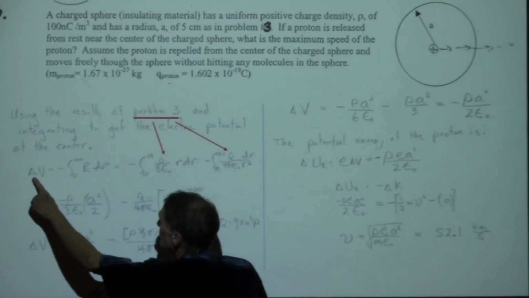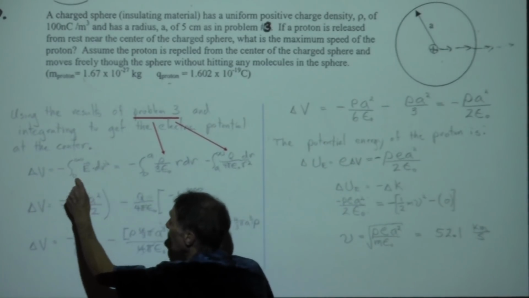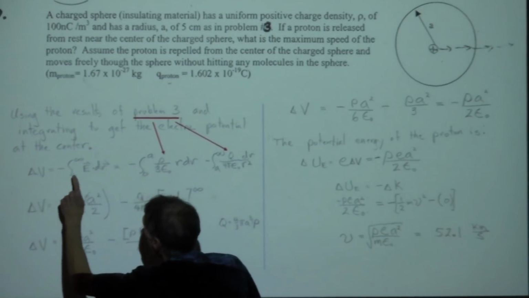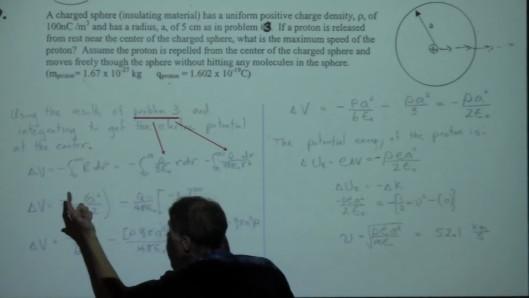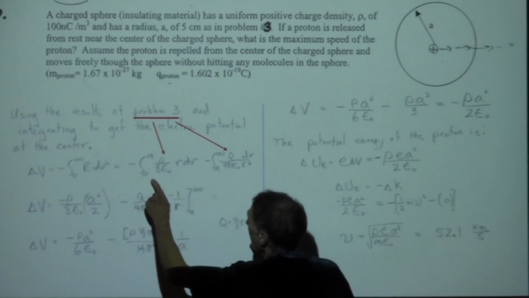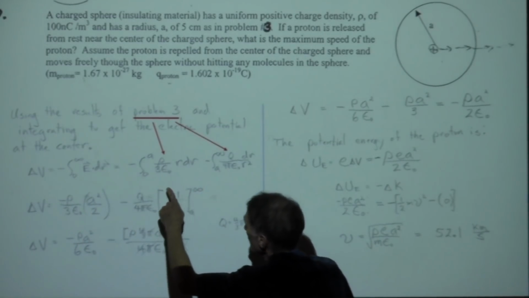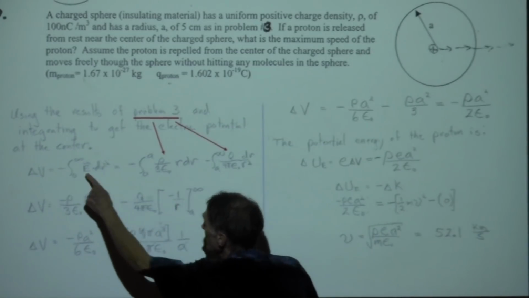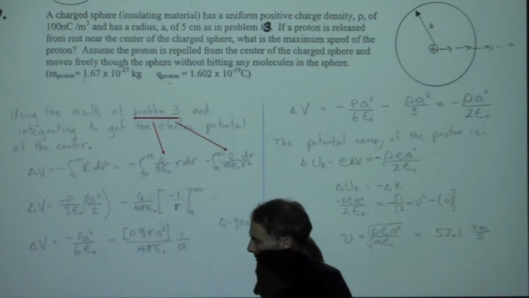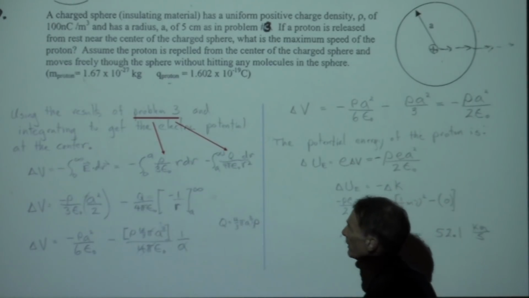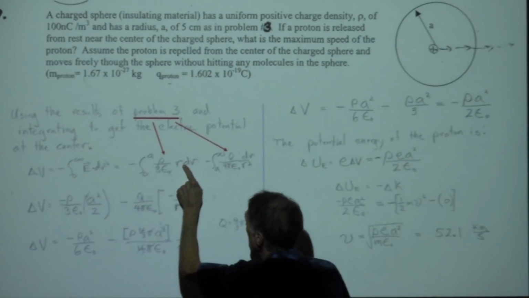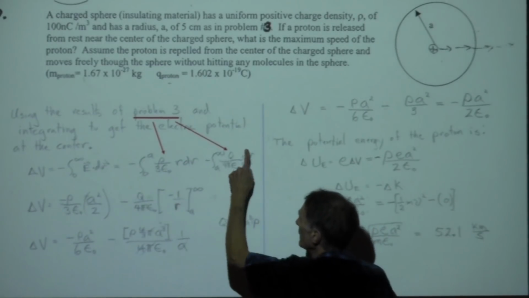So we want to go from 0, the center of the sphere, on out to infinity, and we want to use the relationship we've developed for the change in the potential. We need to break this up because there's a discontinuity in the electric field. It was going up linearly until it got to the edge of the sphere, then it fell off with the inverse square.